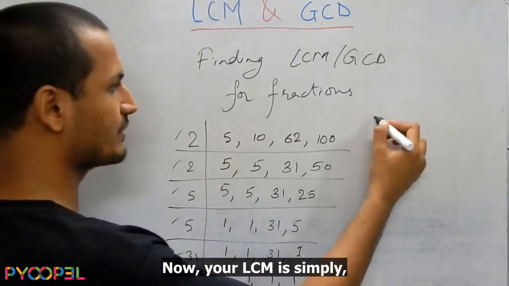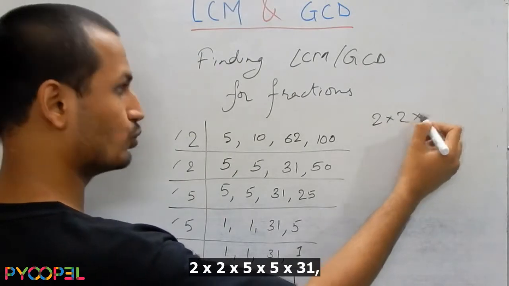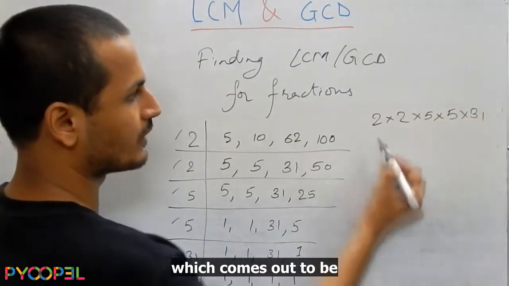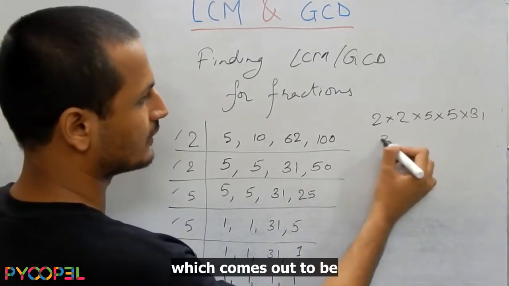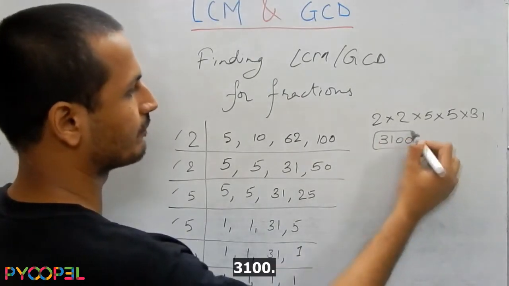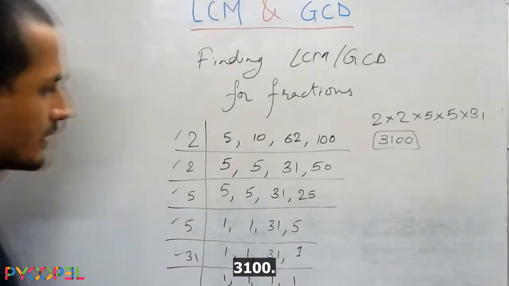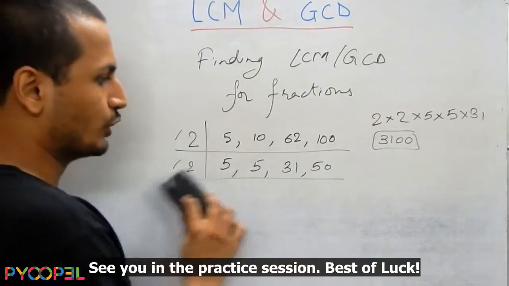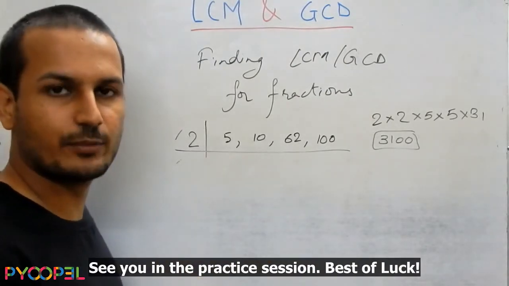Now your LCM is simply 2 into 2 into 5 into 5 into 31, which comes out to be 3100. This is one way of finding LCM. So that is that. See you in the practice session.